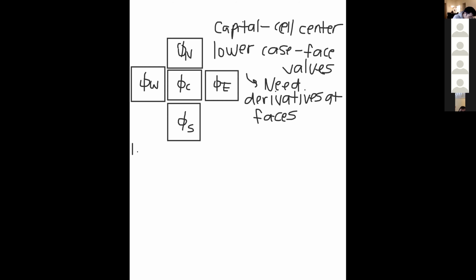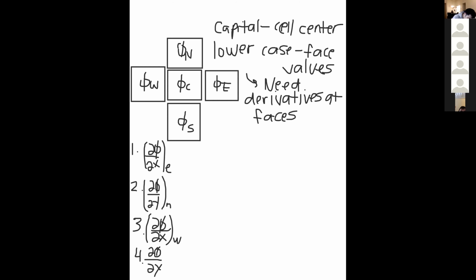So we need things like this. So we need d phi dx at the east face, right? And then d phi dy at the north face. We need d phi dx at the west, and then d phi dy at the south face.